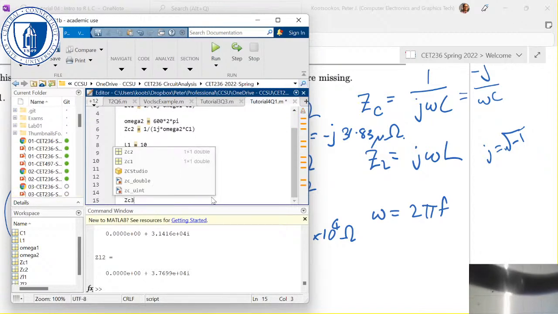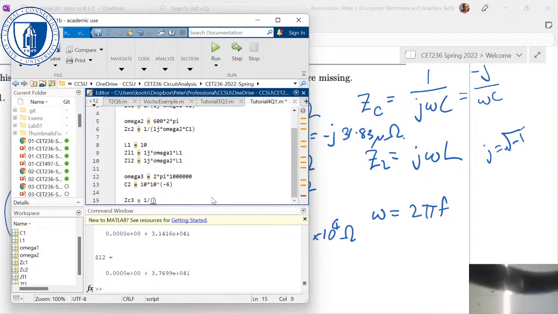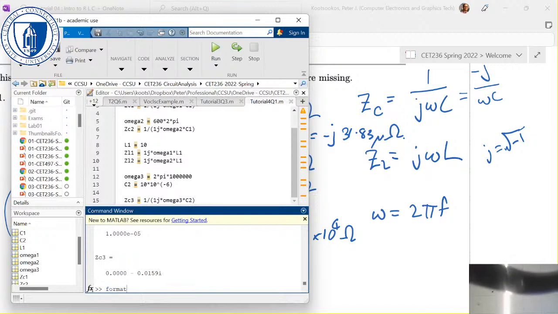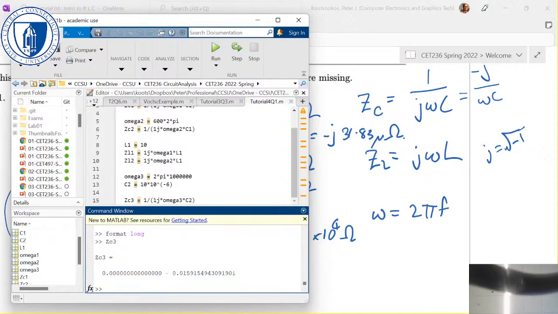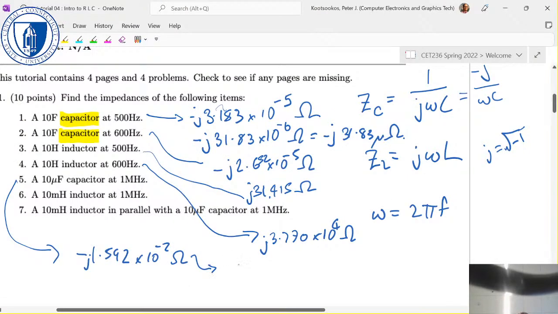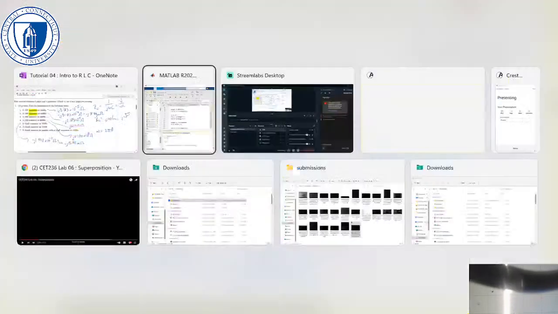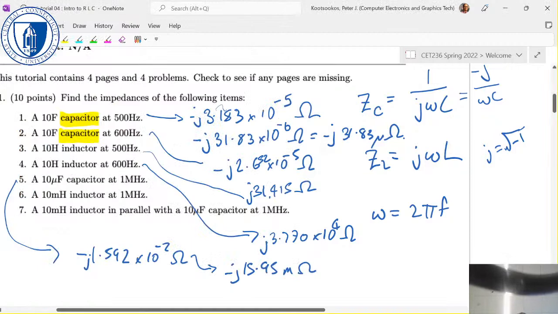And so our ZC3 equals 1 on J omega 3 C2. And I'm going to have to go format long to get enough significant figures. And 0.0159. Yeah, it looks good. Again, I'd probably rewrite that as minus J 15.92 and go with milliohms. Okay.